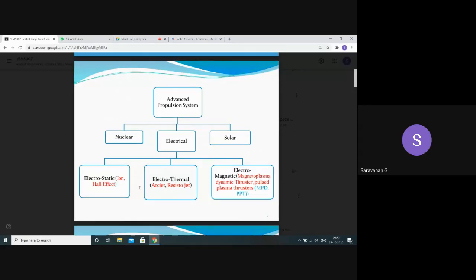Then, coming under the electrothermal propulsion system categorization, we have arc jet and resistor jet. Everyone knows what an arc is. This arc is meant for heating the propellant to generate thrust. Hence, it is termed the arc jet propulsion system. Similarly, the changes in the thermal resistance give heating of the propellant for generating thrust, hence it is called resistor jet.